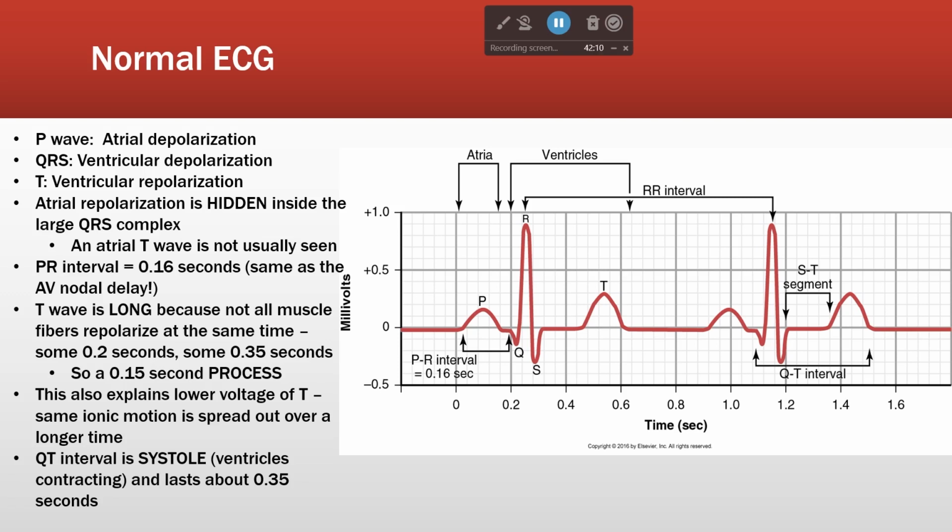Now, once that signal reaches the AV node, do you see how between the end of the P and the beginning of this structure, there's this sort of space? That's your AV nodal delay, right? That's your AV node, nothing happening. It's working its way through the AV node. Then from there, we get our QRS.